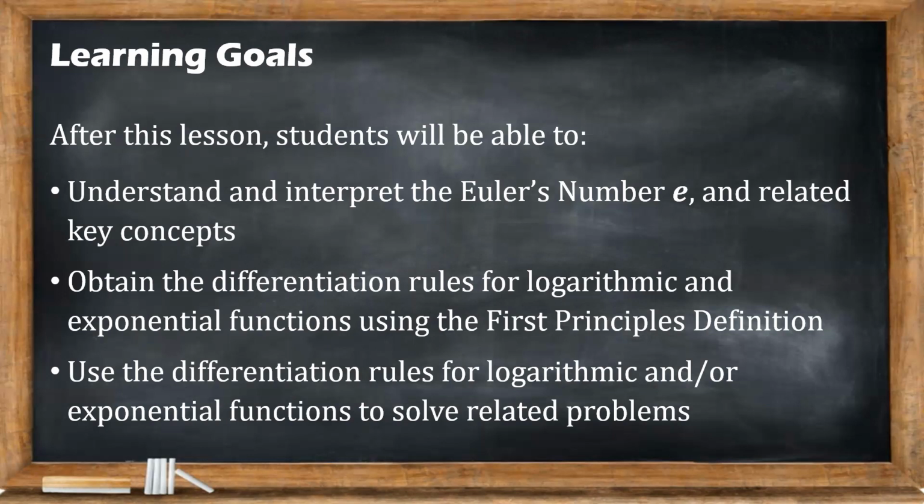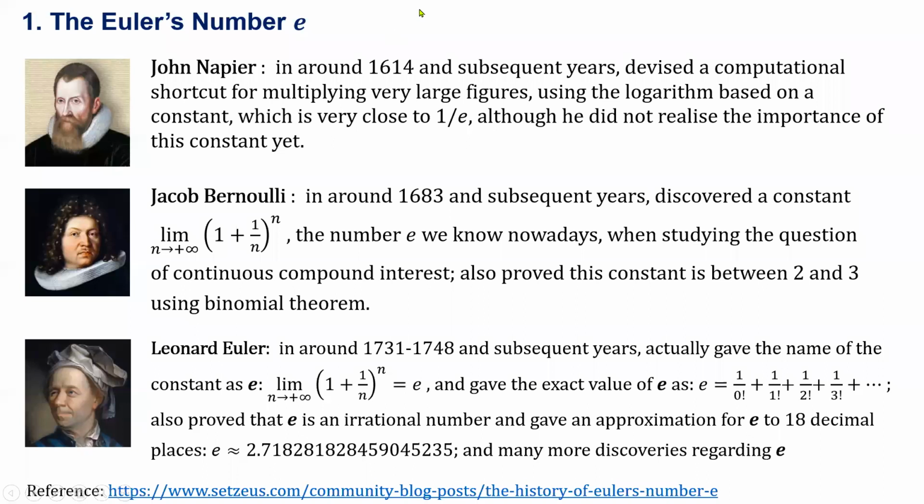Okay, so the differentiation rule for logarithmic function involves the use of Euler's number E. So first of all, let's have a look at the Euler's number E. The discovery and discussion on the Euler's number E is a very long history and is mainly accredited to three major scientists. So let's have a look.